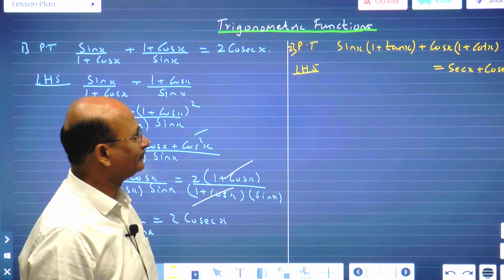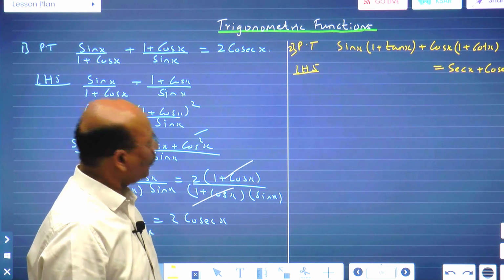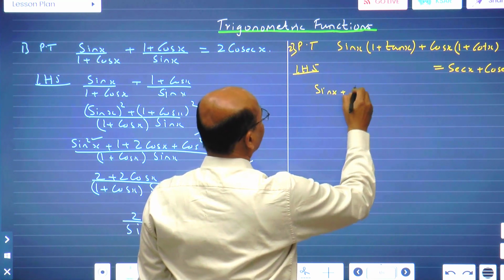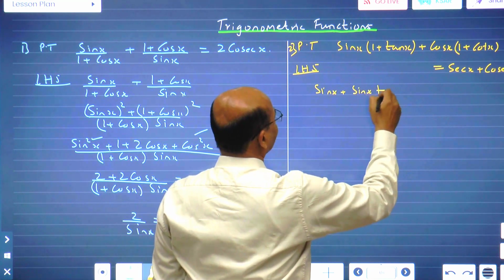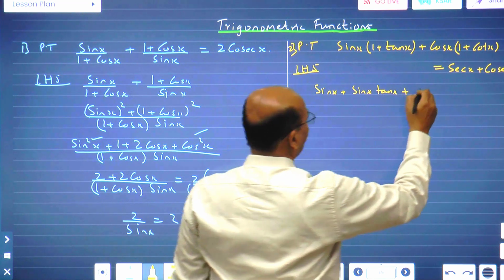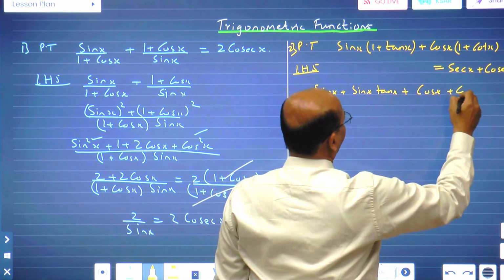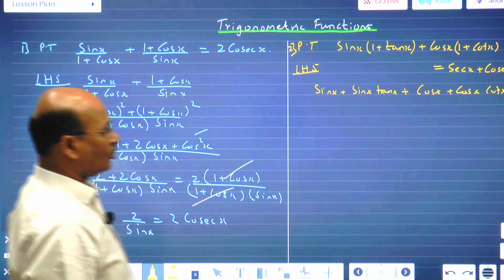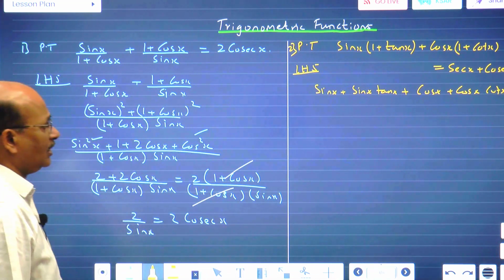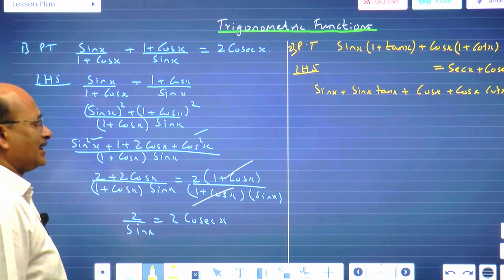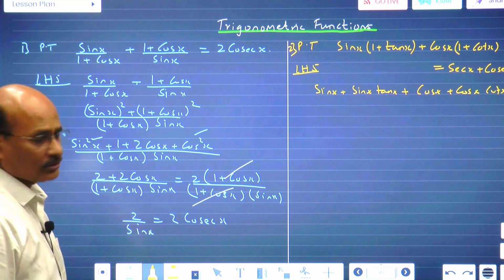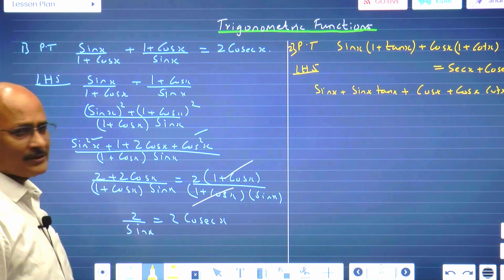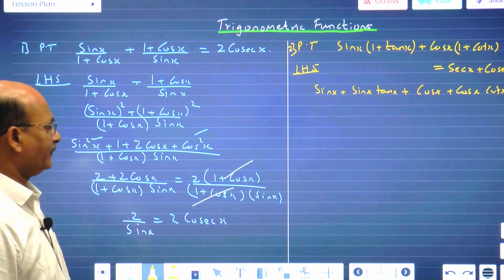Open the brackets. So what he says, this is sin x plus sin x tan x plus cos x plus cos x cot x. I really don't know how to work this out, because you can see this sin x plus sin x tan x cos x cot x. It's a tough task for me how to go about it.